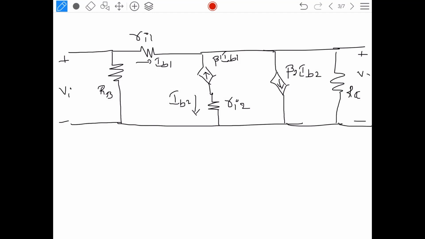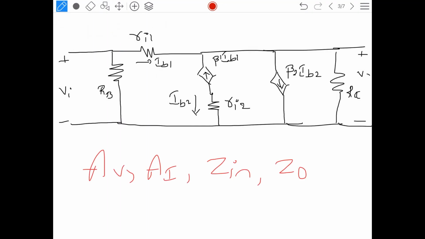The same way, let us now derive different parameters of the circuit, that is AV, AI, Zin and Zout. The procedure for derivation is almost the same, so I am quickly doing it. It is similar to the Darlington circuit, which we have already discussed. First step, I am applying KVL to which loop? To the outer loop of the circuit. What is the outer loop? VI through Ri through RC back to VI.